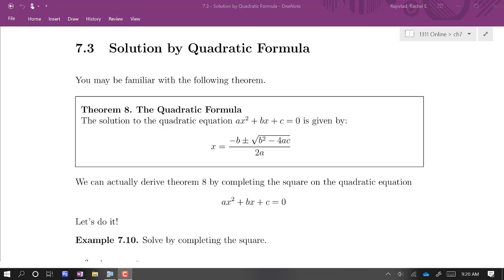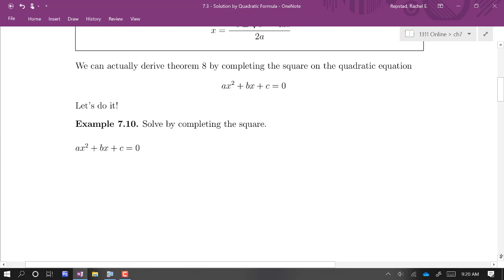So Theorem 8 just says, say we have this quadratic equation in this general form, ax squared plus bx plus c equals 0, like that's important here. Then the solution to the quadratic is given by the values that this formula spits out. So, you know, this formula is really a result of completing the square to solve this generic quadratic equation. So we're going to do that to begin with here.